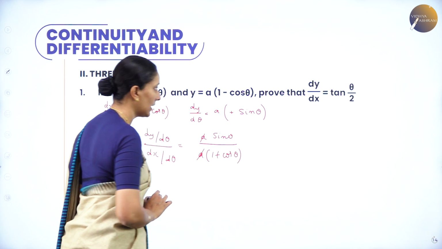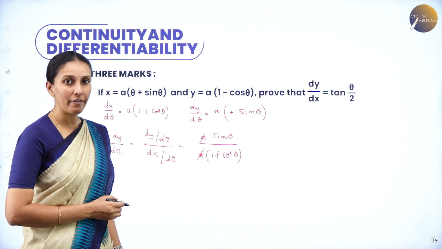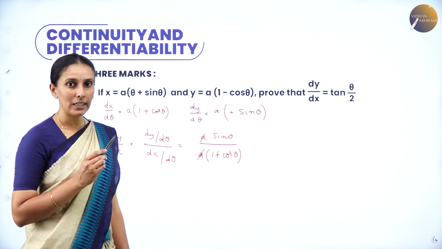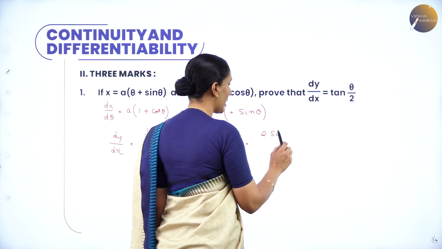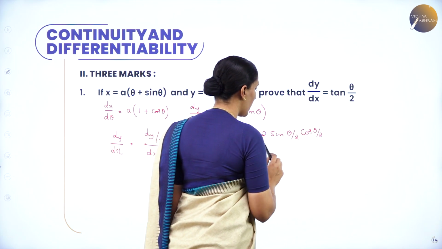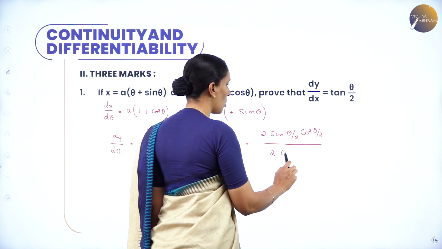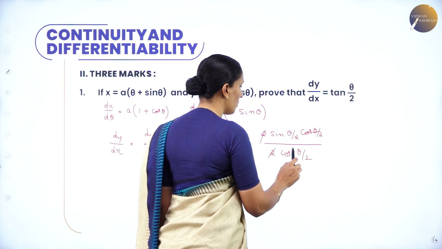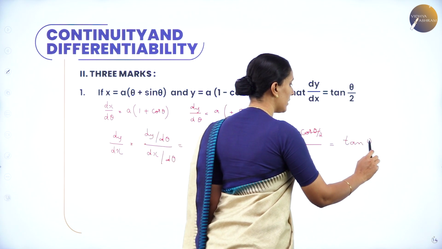We can cancel a. Since we need the answer in the form of tan theta by 2, we can apply the half angle formula. So sin theta can be written as 2 sin theta by 2 cos theta by 2. And here 1 plus cos theta can be written as 2 cos square theta by 2. So one cos gets cancelled, and sin by cos becomes tan theta by 2.